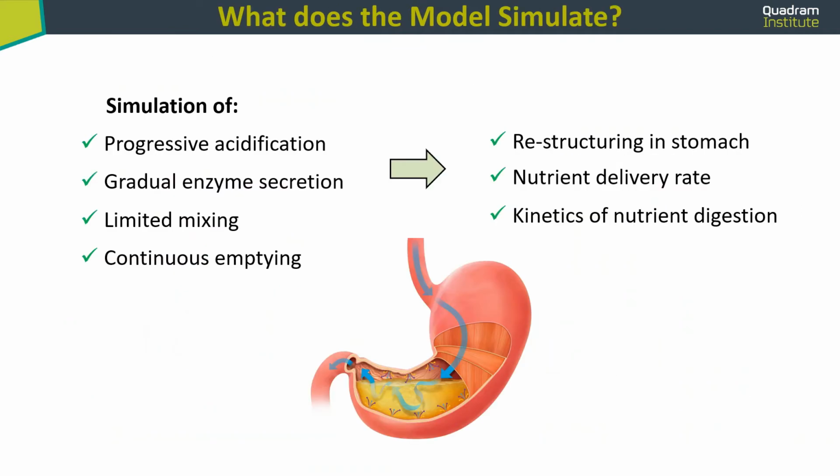The semidynamic model simulates the progressive acidification, gradual enzyme and fluid secretion, limited mixing, and continuous emptying that occurs in the gastric digestion. This provides a good representation of the possible restructuring and phase separation of foods in the stomach and the kinetics of nutrient digestion. I would like to illustrate the relevance of this model with one example, the digestion of milk proteins.